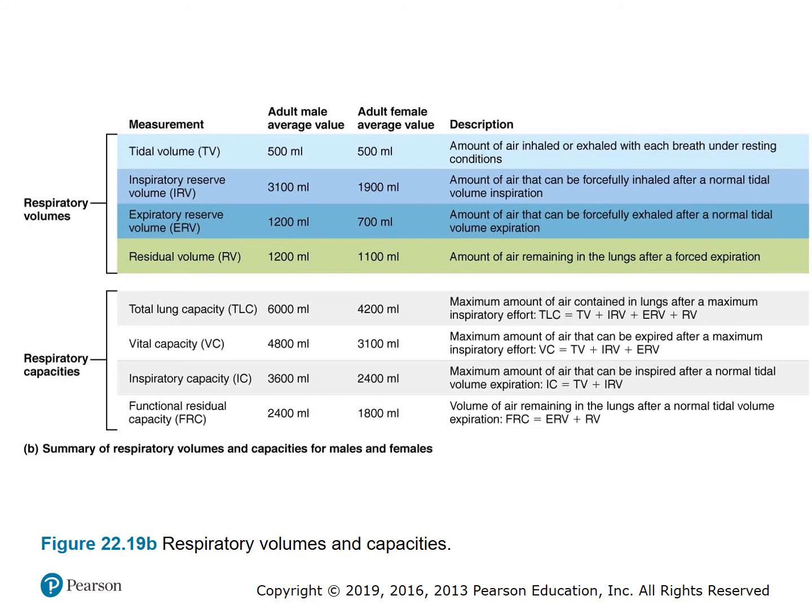And then we have respiratory capacities. Total lung capacity is adding the tidal volume, the inspiratory reserve volume, the ERV, and the residual volume. Vital capacity is adding everything except for the residual volume. The inspiratory capacity is adding the tidal volume and the IRV, and the functional residual capacity is adding the ERV with the residual volume.